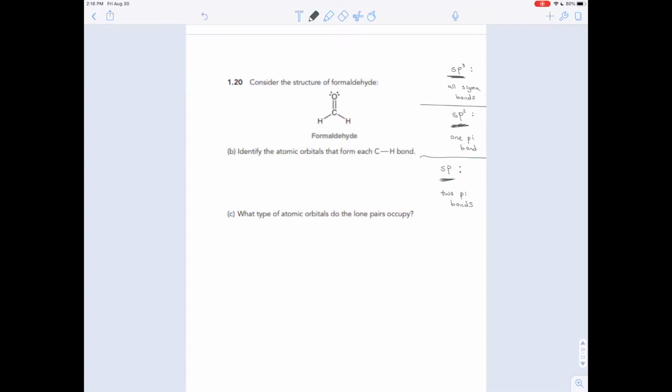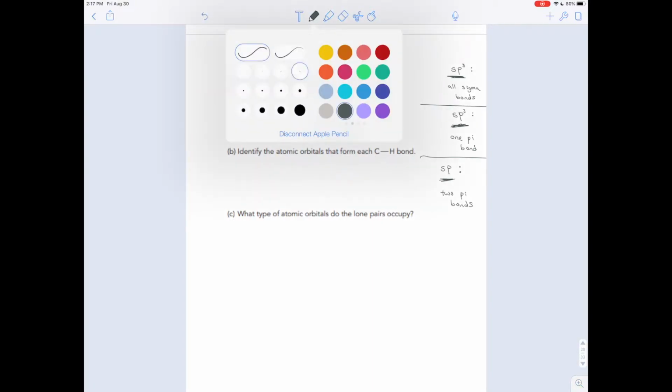So question 120, B and C, gives you the structure of formaldehyde and is asking you a couple things about the atomic orbitals that are used to create some bonds. First, they're asking you to identify the atomic orbitals that form the carbon to hydrogen bond, so those bonds right there. And you get those bonds when orbitals overlap.